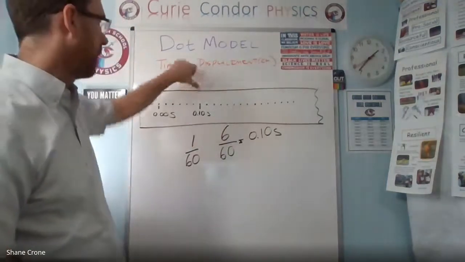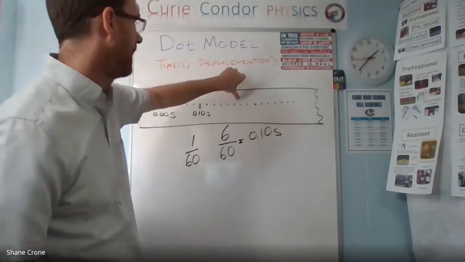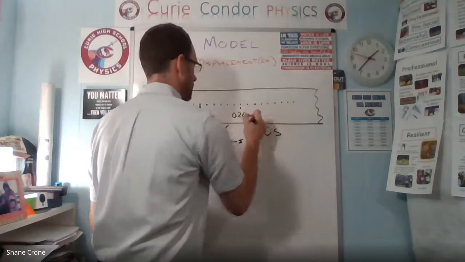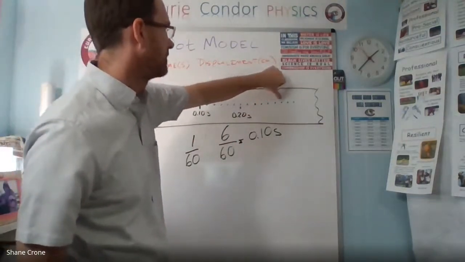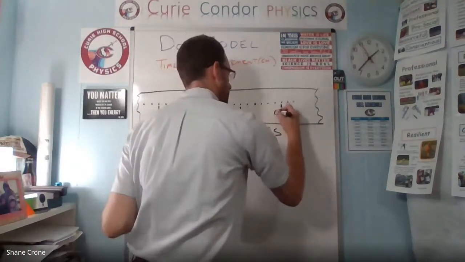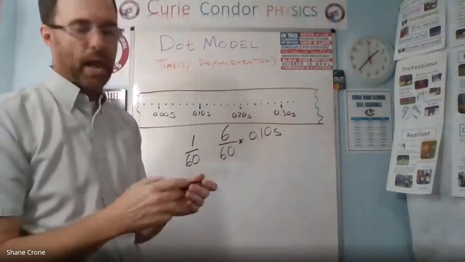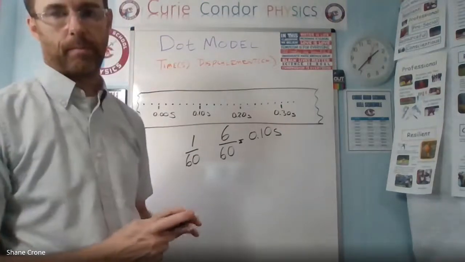0.1 seconds. I'm going to count another 6 dots. 1, 2, 3, 4, 5, 6. 0.2 seconds. 1, 2, 3, 4, 5, 6. 0.3 seconds. And we will go all the way up to 0.6.